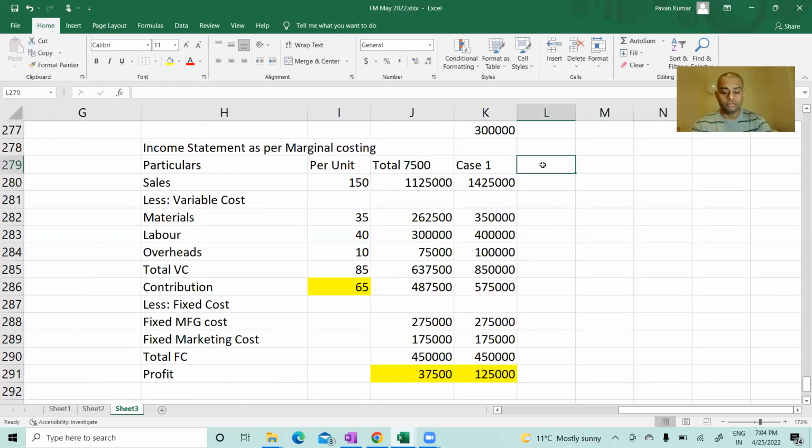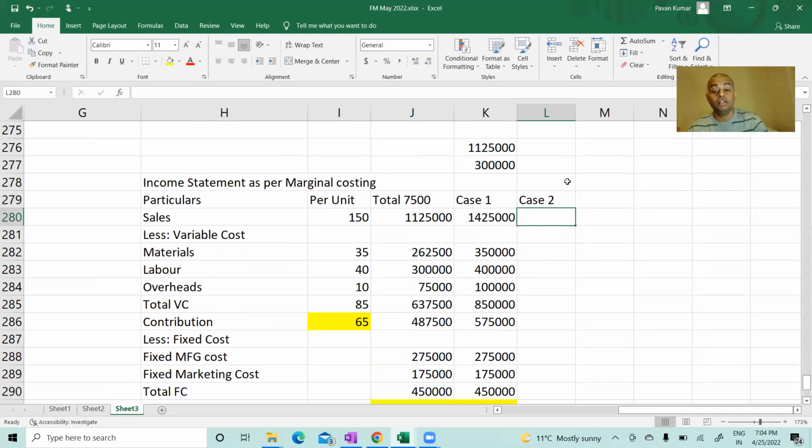Now, case 2, what they said, instead of 10,000 units capacity, now your total plant capacity is 9,000 units only. Your present sales is 7,500. New order came for 2,500. You cannot accept it in part. Either accept it or reject it. Will you accept it? How? We'll see. So here 7,500 units you are selling at 150. 2,500 units you are selling at 120.